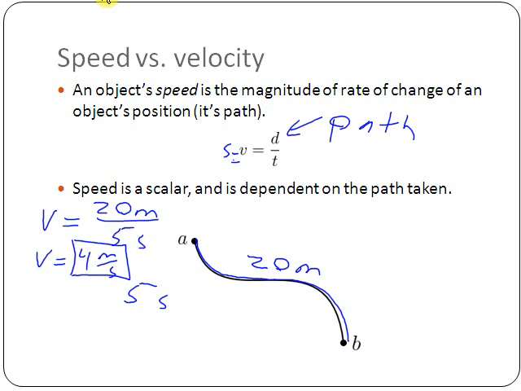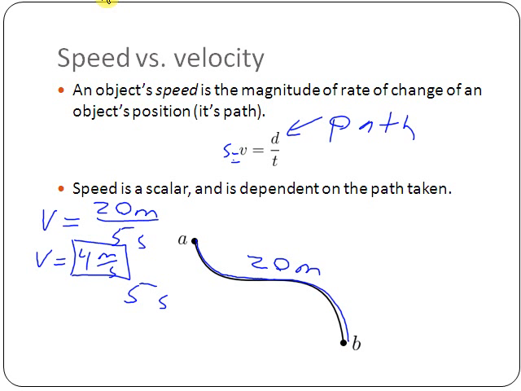Now, note that this does sometimes give us some weird results, these differences between speed and velocity. If I were to walk 10 meters one direction and then 10 meters back to where I started, and let's say that it takes me 10 seconds to do that, I've walked a total distance of 20 meters. And so my path length is 20 meters, and to find the speed, I would say 20 meters divided by 10 seconds, the time, and that would give me a speed of 2 meters per second.